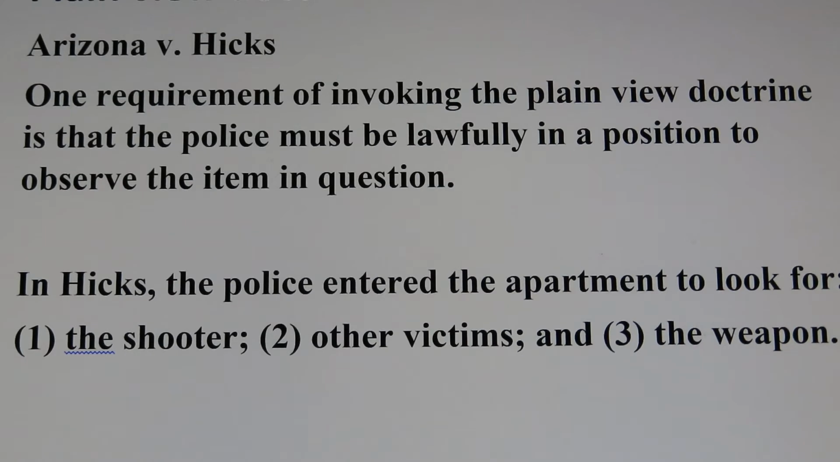The police entered the apartment for three purposes. One was to look for the shooter. The second one was to look for other victims. The third one was to look for the weapon or the weapons. Those were the three purposes why the police entered the apartment. It is important for you to remember these three purposes, because later on they would be very important in our analysis of the case.